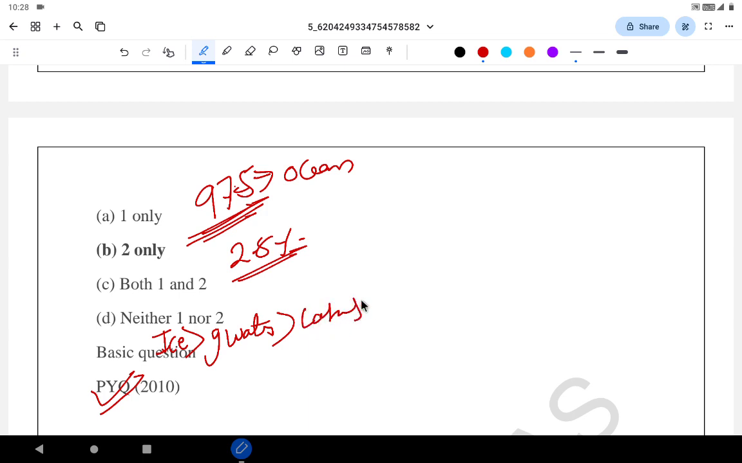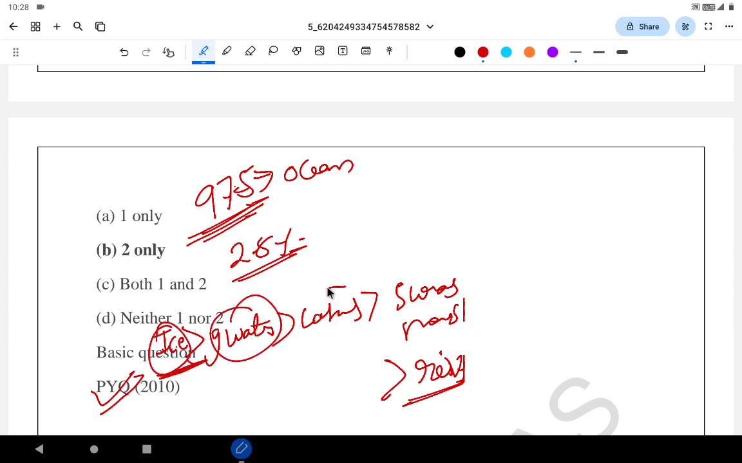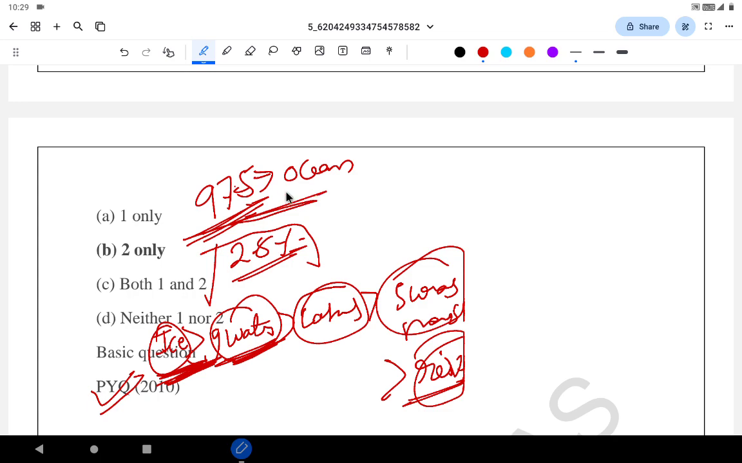Then they are in swamps and marshes. Then they are in rivers. So the highest amount of fresh water is in ice caps, then in the groundwater, then in the lakes, then in swamps and marshes, then in the rivers. Highest is in polar ice caps, next is groundwater, and that is out of 2.5%. 97.5% is directly in the ocean.